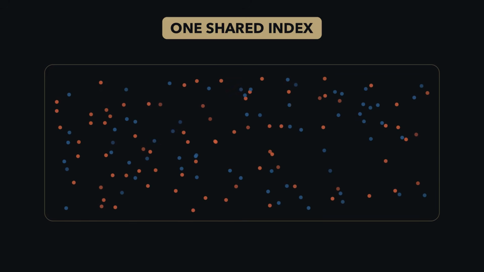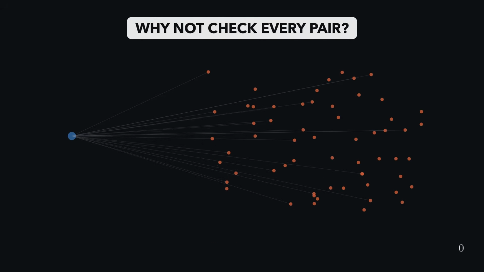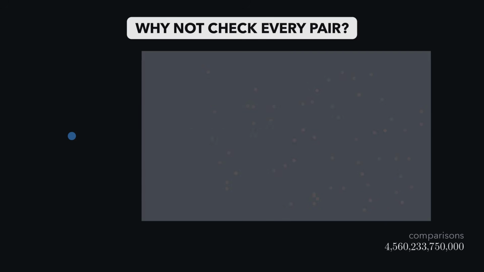Then we take all 12 million of these embeddings, formal in blue and informal in red, into one shared index. This becomes just one big bucket of points, and nothing is explicitly linked to anything yet. A direct comparison, every formal fact against every informal fact, would mean 4.5 trillion checks in total. That's the wall here: scale.